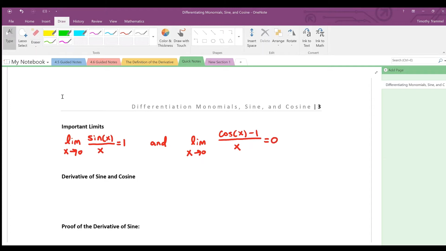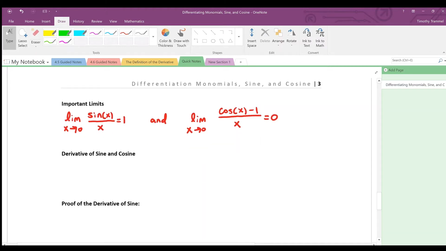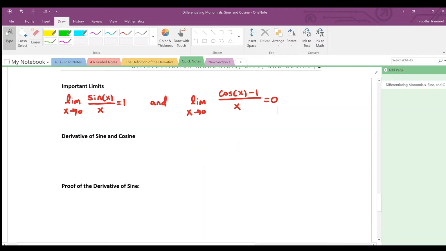So we're not actually going to prove these two limits here right now, but I do have two other videos on Canvas that you can look at in order to understand why that first limit's equal to 1 and the second one's equal to 0. So let's go ahead and see what the derivatives are, and then we'll prove it.